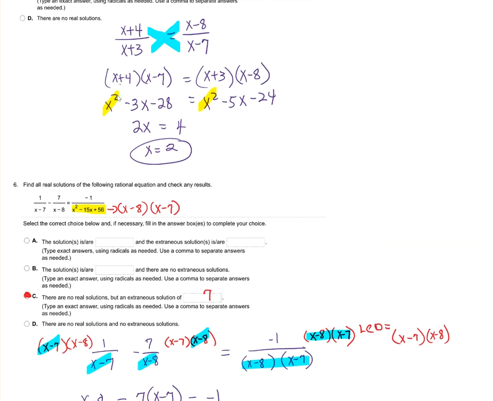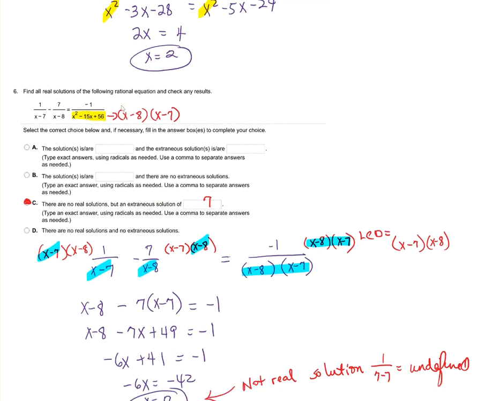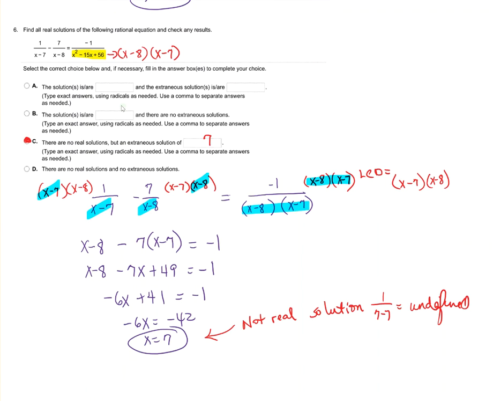Number 6. Now, this is where we're going to run into an extraneous solution. So let's look at this one. Our LCD, well, first thing, I would factor this because you don't know what things will go into it. So if you factor this, you get x minus 8 and x minus 7. So you have one of those here and one of those here. So the common denominator is these two multiplied together.